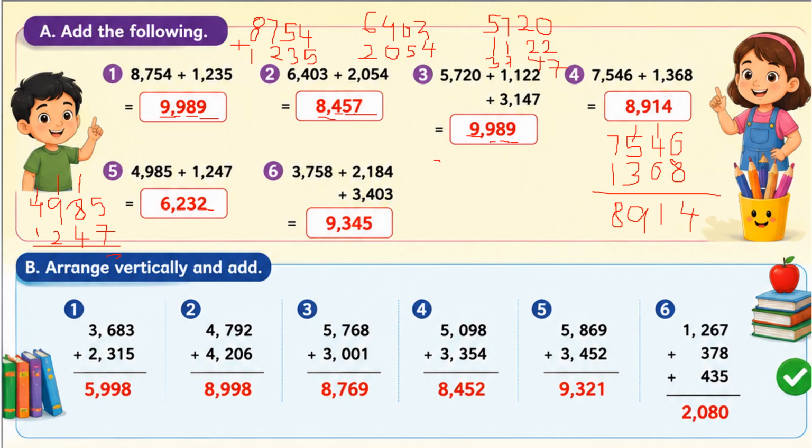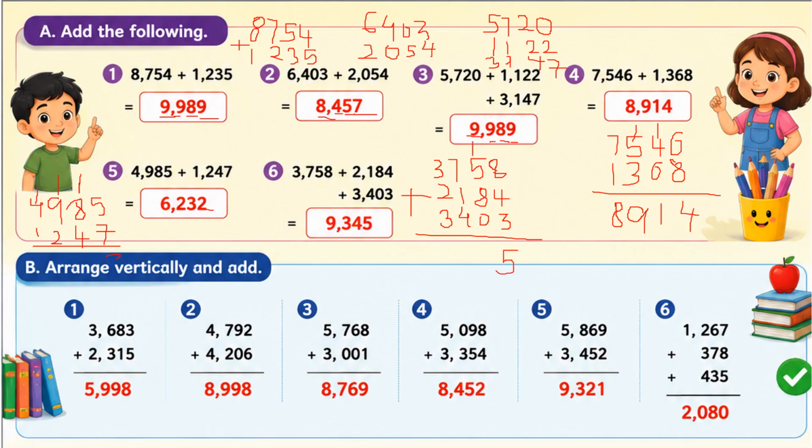Lastly, we have 3,758 plus 2,184 plus 3,403. Okay, let's add this. So it's 8 plus 4, 8, 9, 10, 11, 12 plus 3, 13, 14, 15. So it's 1 and 5 below.